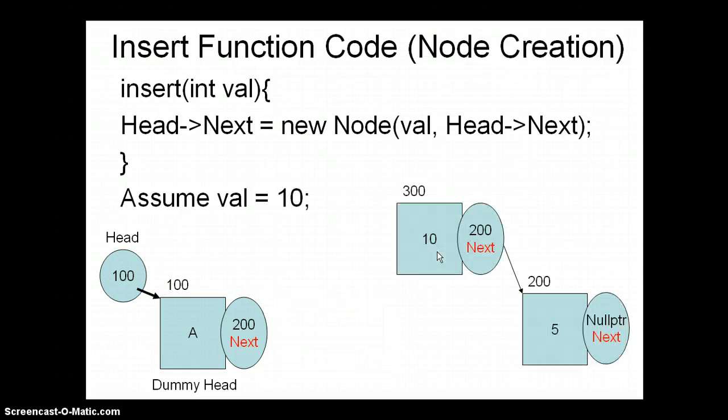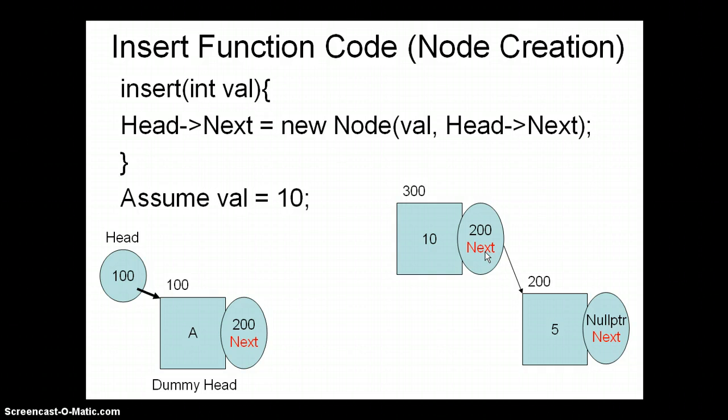Okay, so assume that value is 10. So again, there are two steps. That first, the right side of this expression will be done, which is new node. So value is 10, so 10 will go into the data field. Understand that head arrow next right now has 200, so that's copied here.